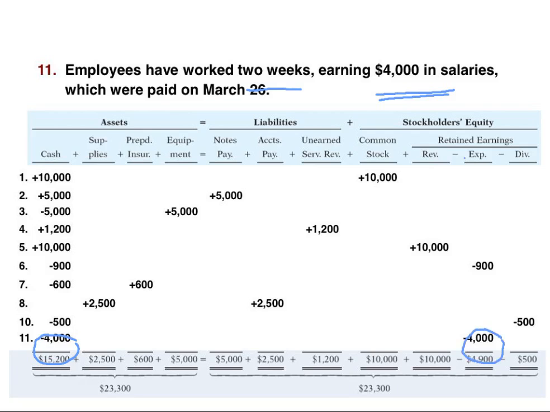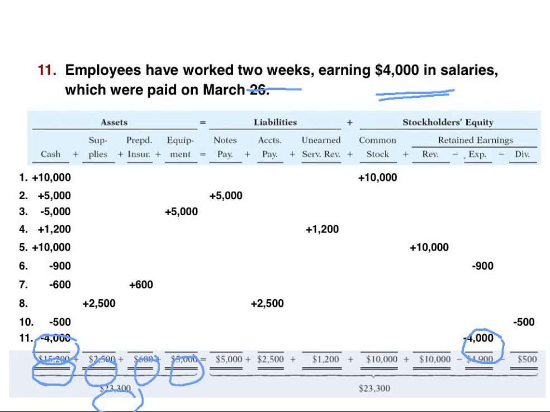Now that completes all the transactions. So now we simply add them up. Plus 10, plus 5, minus 5, plus, minus, minus, and I get 15,200 in cash. Supplies, 2,500. Prepaid insurance, 600, and equipment, 5,000. My total assets then, 23,300.